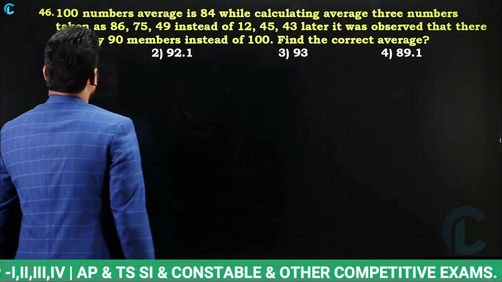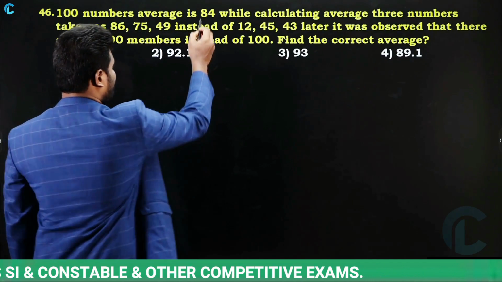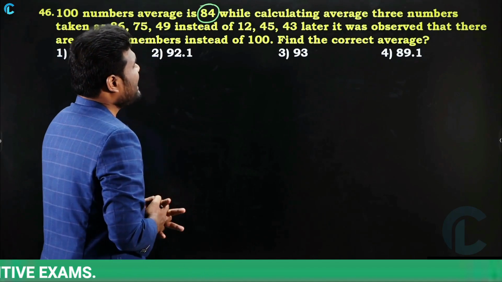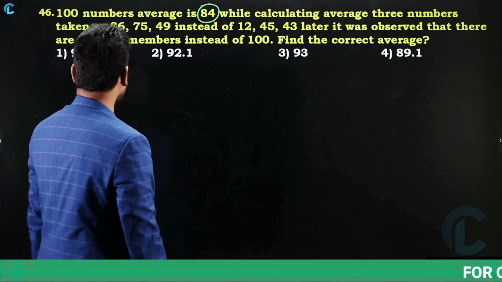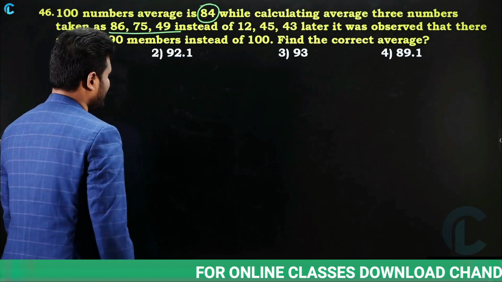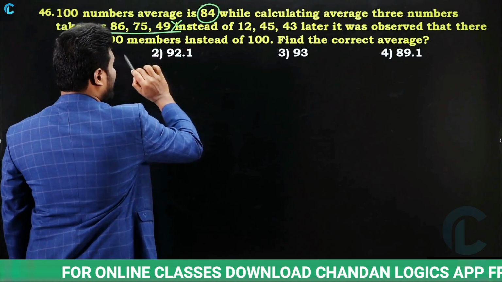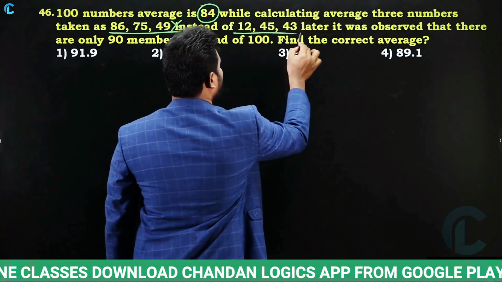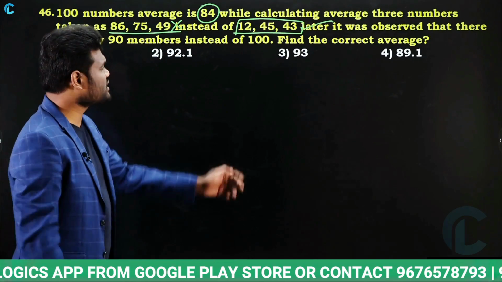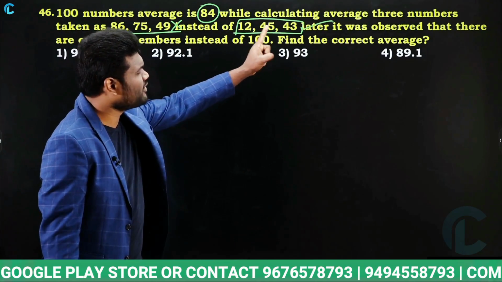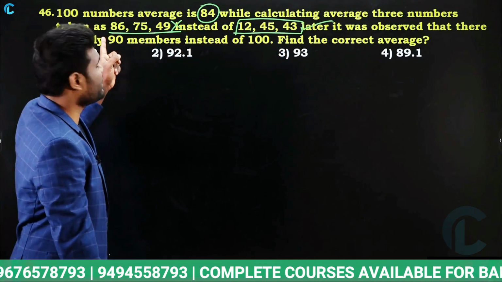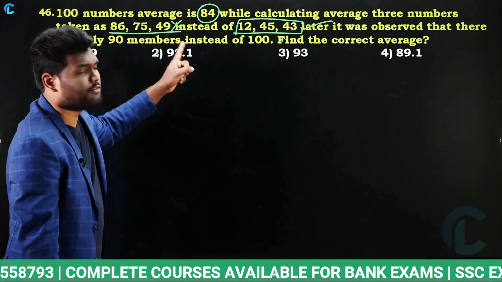The next question is, the average of 100 numbers is 84. So you have 100 numbers whose average is 84. While calculating the average, 3 numbers were taken as 86, 75, 49. These are wrong. Okay, instead of 12, 45, 43. This is correct. So the 3 observation values are actually 12, 45, 43. This is the correct value. But it was wrongly noted as 86, 75, 49.